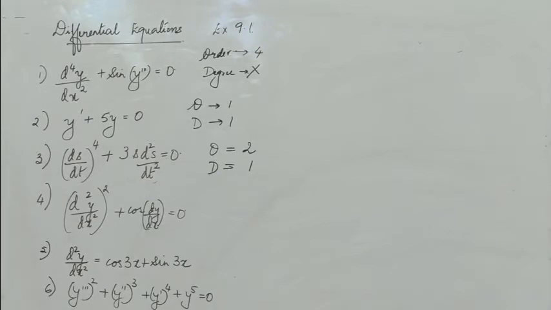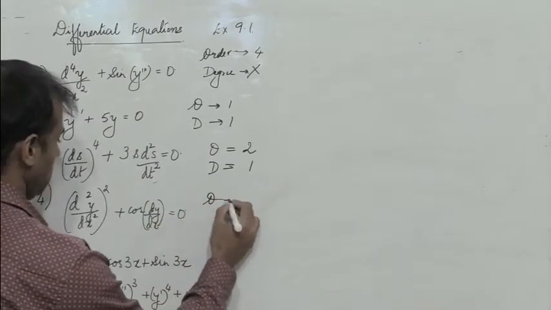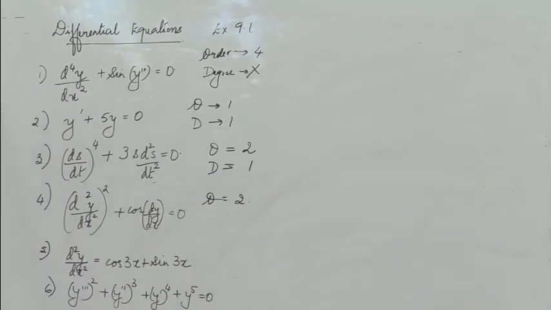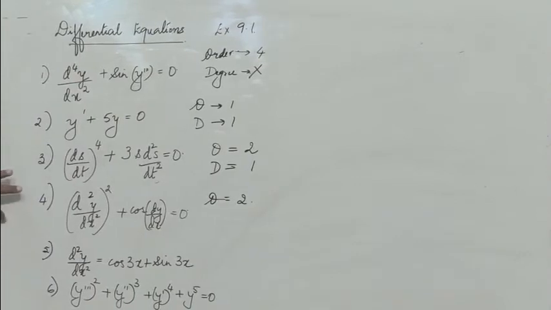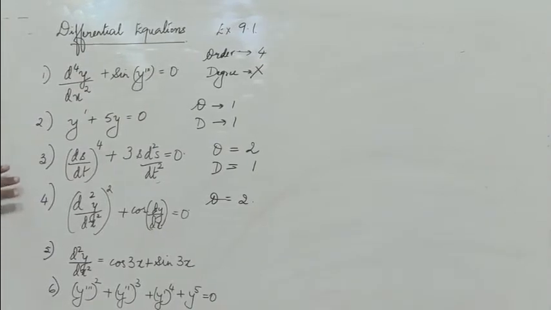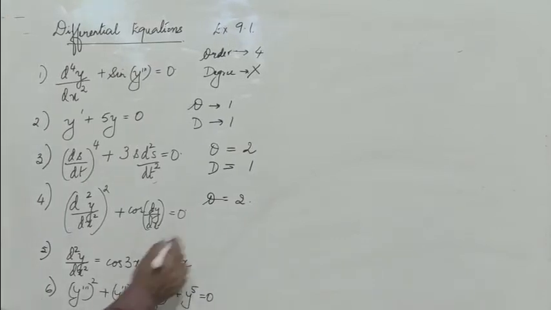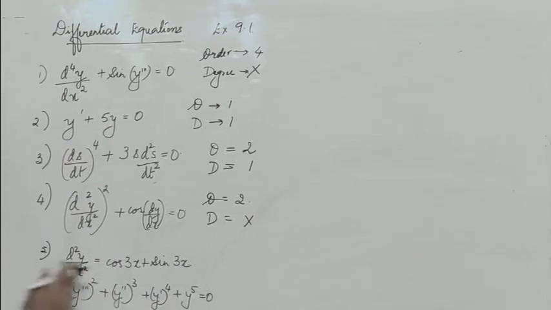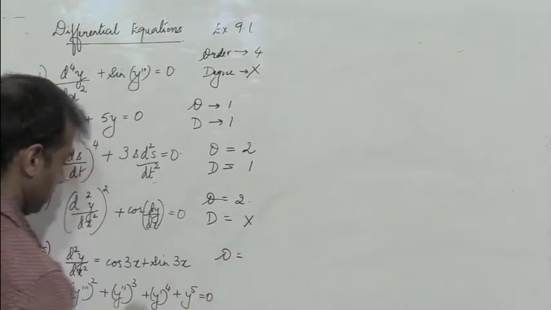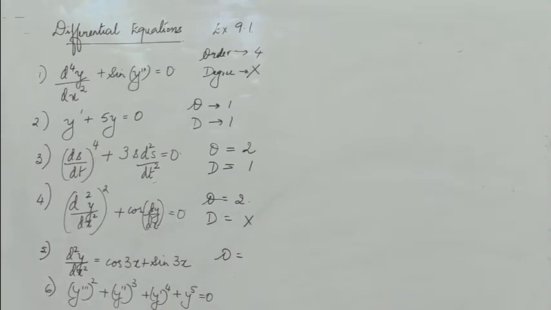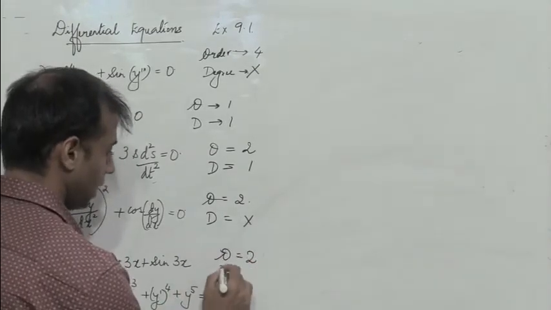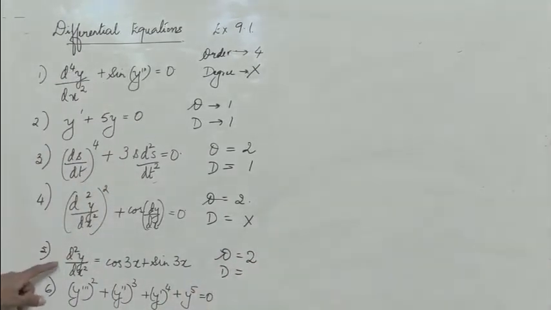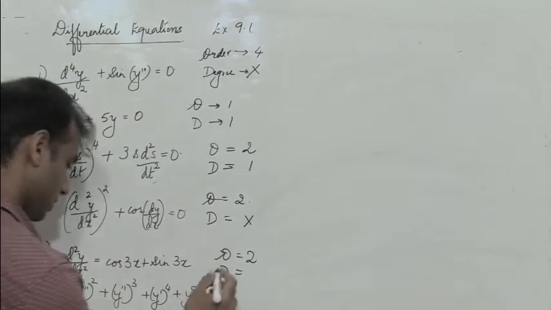In 4, the order is definitely 2, but we cannot find the degree of this differential equation because it is not a polynomial equation in its derivatives, so therefore we cannot find the degree. Next, the fifth equation. We have d squared y by dx squared, so the order is 2 and the degree is definitely 1, right? The highest order is raised to power 1, so the degree is 1.